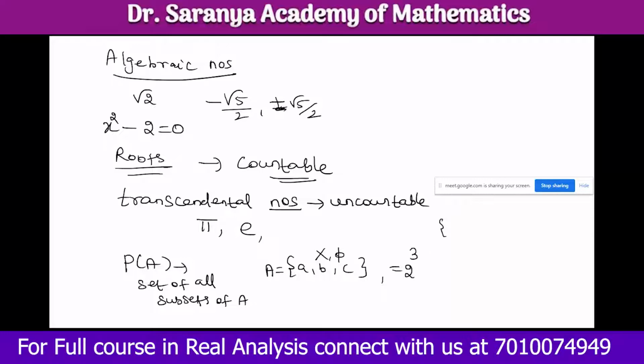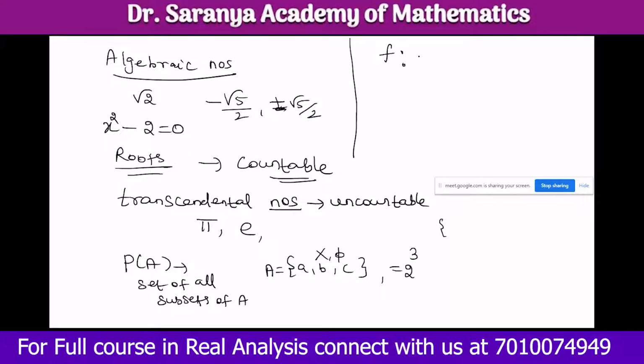We can map the power set to 2 to the power n, correct? So 2 to the power n is uncountable. Suppose you are taking only a finite set, then the power set is countable. If the set A is finite with n terms, the set of all subsets is 2 to the power n. Is 2 to the power n countable? It is not countable, it is uncountable. Tell me this definition.